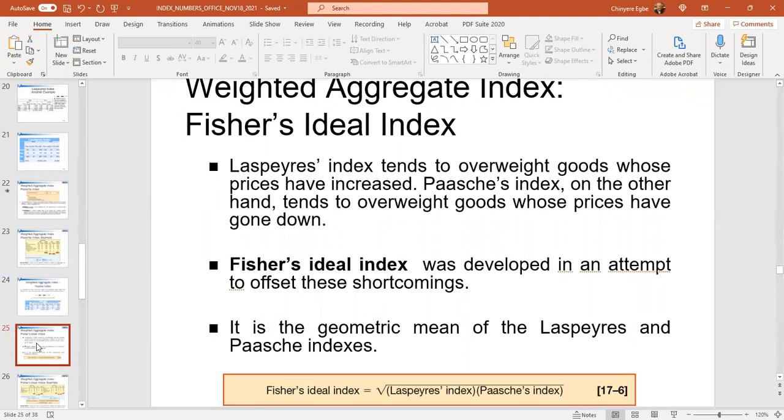Now, the Fisher's ideal index is nothing more than you take the Laspeyres index and multiply it by the Paasche index and get a square root. You have not done anything heroic.